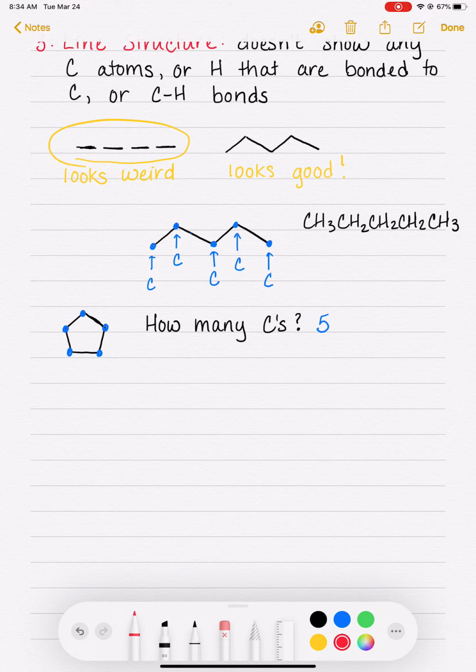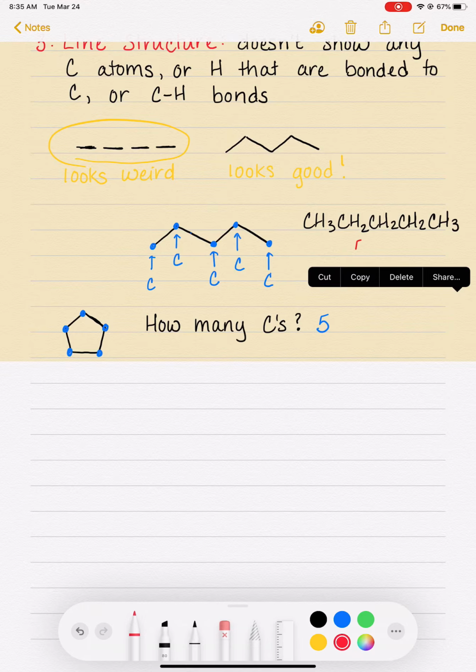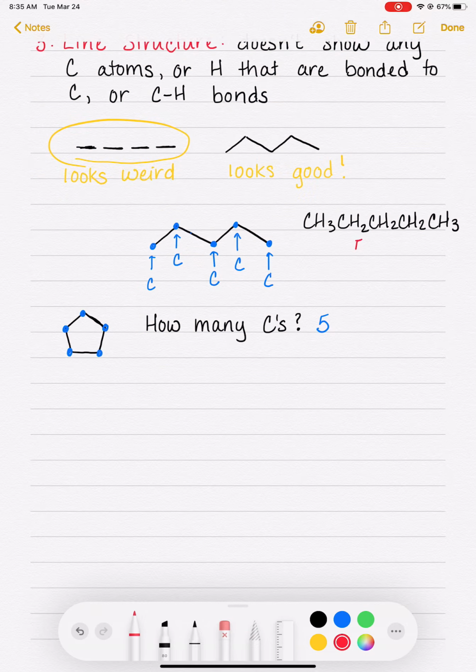Finding the hydrogens is a little bit trickier because we've erased the hydrogens and we've erased the carbon-hydrogen bonds. So to find the hydrogens, we have to remember something that you learned about Lewis structures. Each carbon has enough hydrogens to give that carbon a total of 4 bonds.